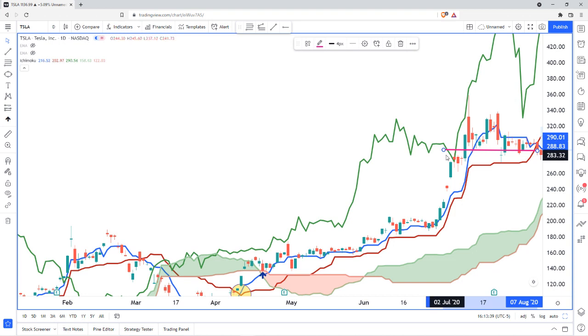Okay, we're well above the cloud. But right there, you see we had a sell signal where the turning line went below the standard line. So that would have been your long exit. That's a pretty good trade. Now you're getting in at what, 140 and getting out around 280. Yeah, I'd be pretty happy with that.